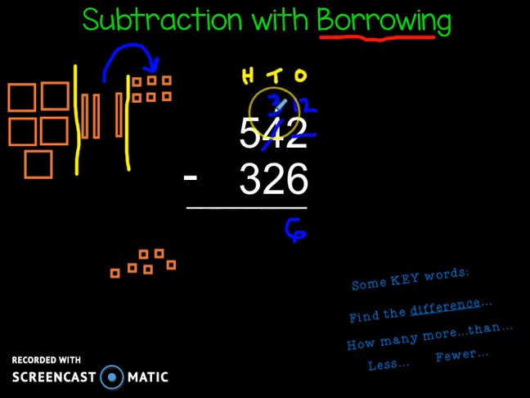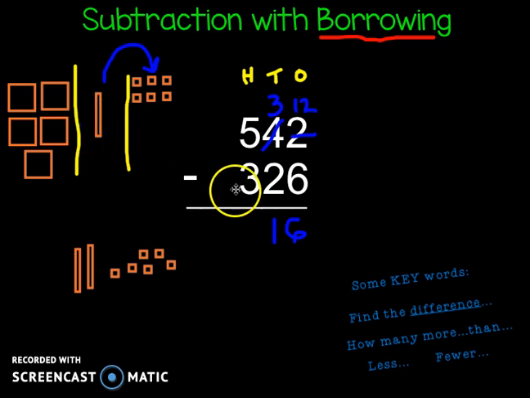So let's subtract. 3 tens minus 2 tens leaves me 1 ten. And now let's do it with here. I've got 3 tens. I'm going to take away 2 tens, and it left me 1 ten. And I'm going to bump them over to the middle here. Beautiful. Well, now we're going to move over to our hundreds.